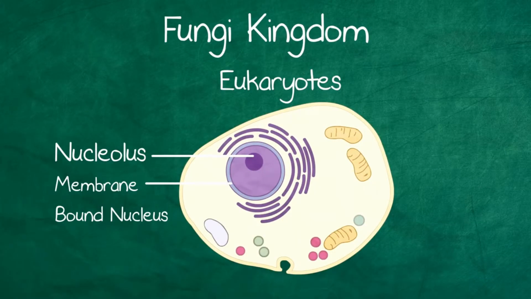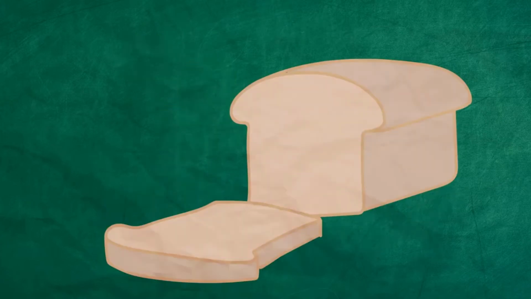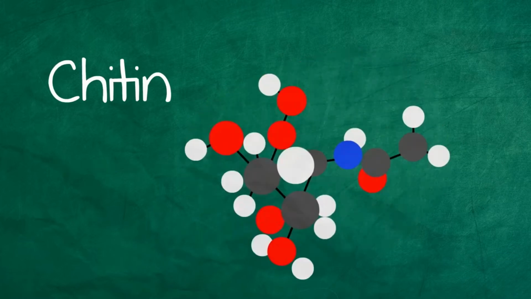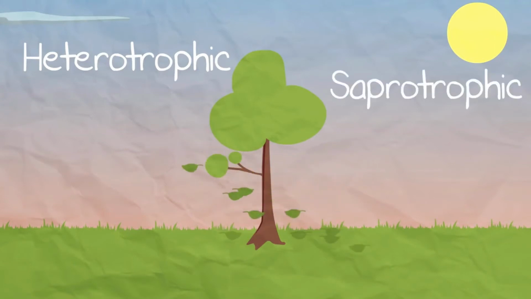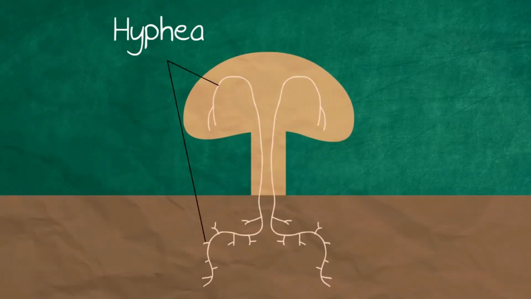The fungi kingdom are eukaryotes and can be multicellular like animals and plants, but could also be unicellular, such as yeast. They have cell walls like plants, but have a substance called chitin rather than cellulose. They are heterotrophic and saprotrophic, meaning they decompose, so they break things down, or are parasitic. The body of a fungus is composed of a thin filament called hypha. They secrete enzymes, do external digestion, and then absorb the resulting nutrients.